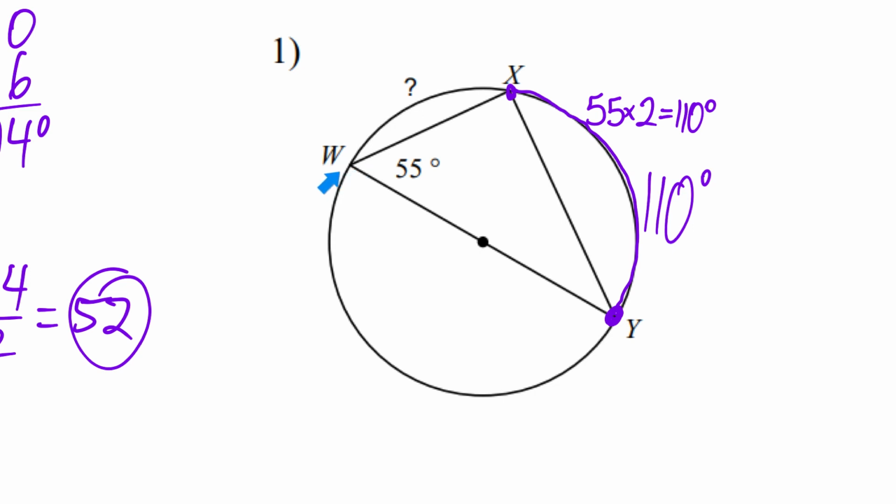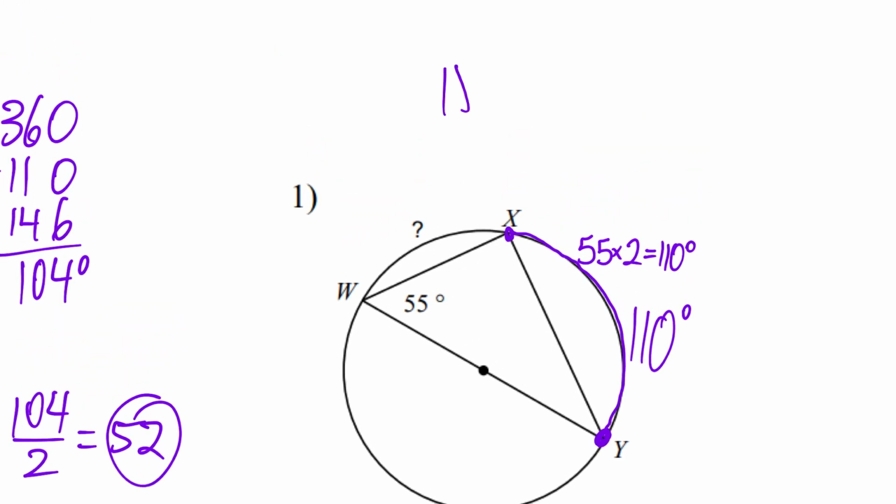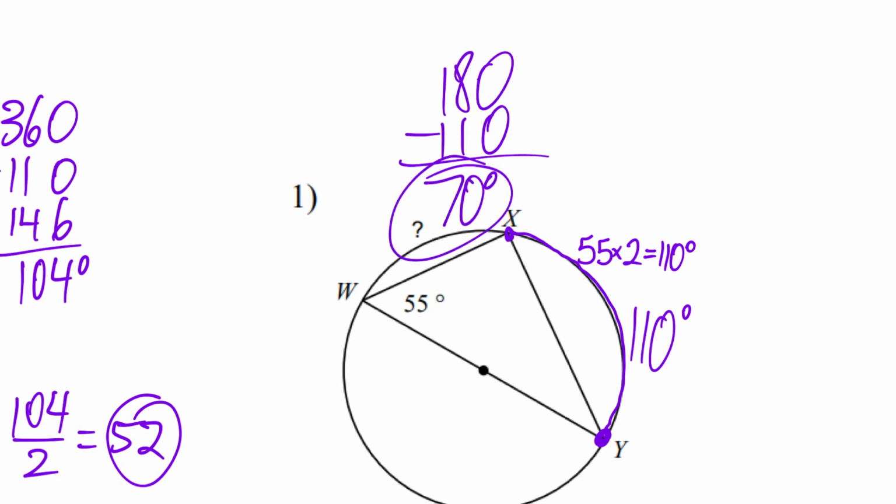Now, how many degrees is it from W to Y? That's half of the circle. How many degrees are in half of the circle? 180. So half the circle is 180. This is 110. So how can I find what's left for right here? Yep, I'm going to do 180 minus 110. And that's going to give you 70 degrees.